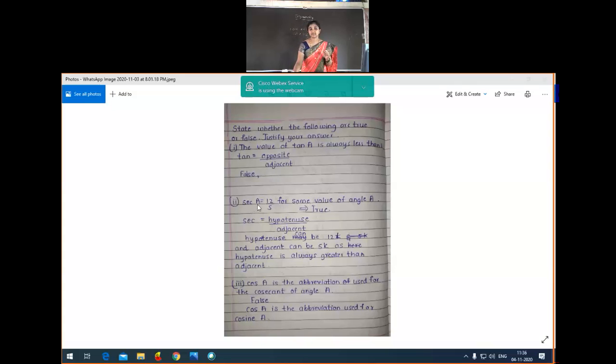Now, the second statement: secant A is equal to 12 by 5 for some value of angle A. Whether this is true or false? True, because secant is hypotenuse by adjacent. Hypotenuse can be 12k and adjacent can be 5k, as hypotenuse is always greater than adjacent. In the numerator is the greater value. In a right angle triangle, the greatest side is always the hypotenuse. That's why we can give the answer as true.